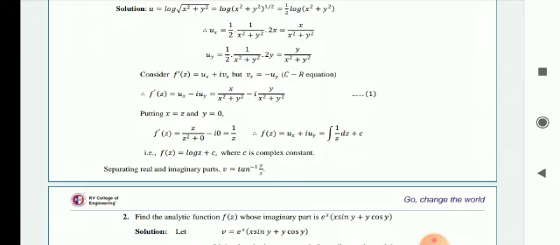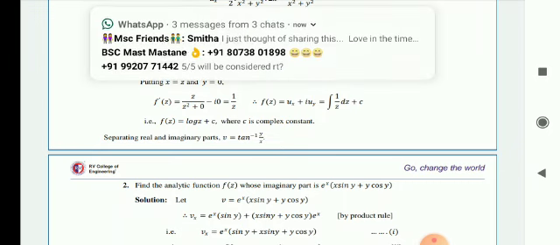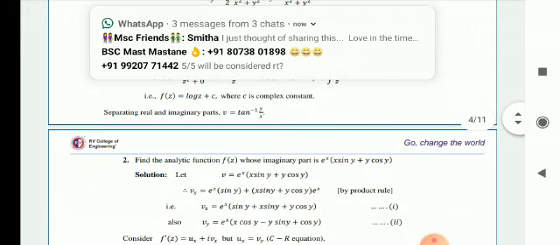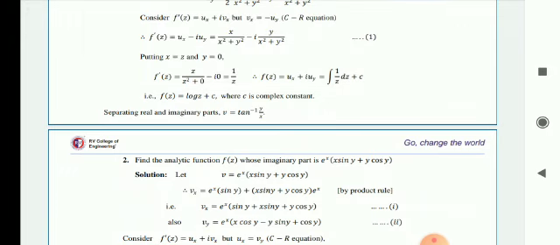And also we know log z can be expressed as log of r e power i theta, that is the polar form of x plus iy. If you segregate that, log r plus log e to the power of i theta, we get the real part as log of square root of x square plus y square, and the imaginary part as tan inverse of y by x. This is how you can use the Milne Thomson method to construct the analytic function, or it can also be used when the function f of z is analytic and you know only the real part or imaginary part.